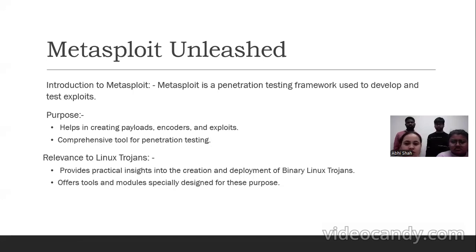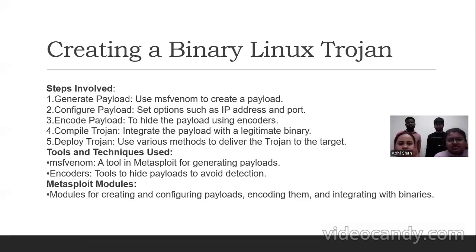Now, the next slide will be explained by Hetvi. So myself, Hetvi, I will explain creating a binary Linux Trojan. The steps include: generate payload, where we use MSF Venom to create a payload; then configure payload, setting options like IP address and port; after that, encode the payload to hide it using encoders; then compile the Trojan to integrate the payload with the binary; and then deploy the Trojan, which uses various methods to deliver it to the target.